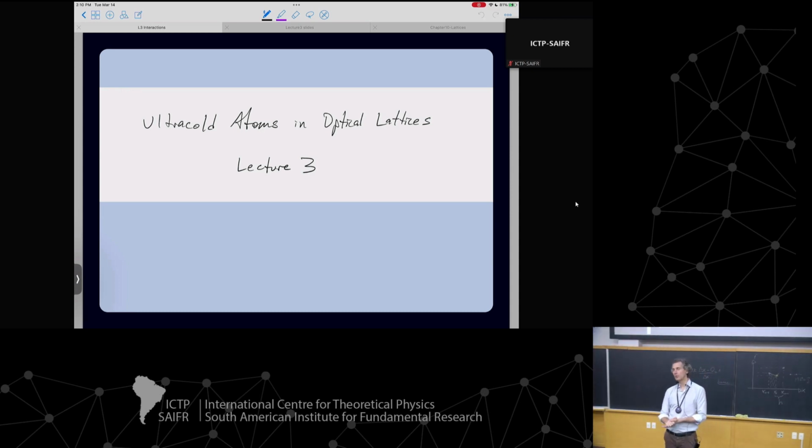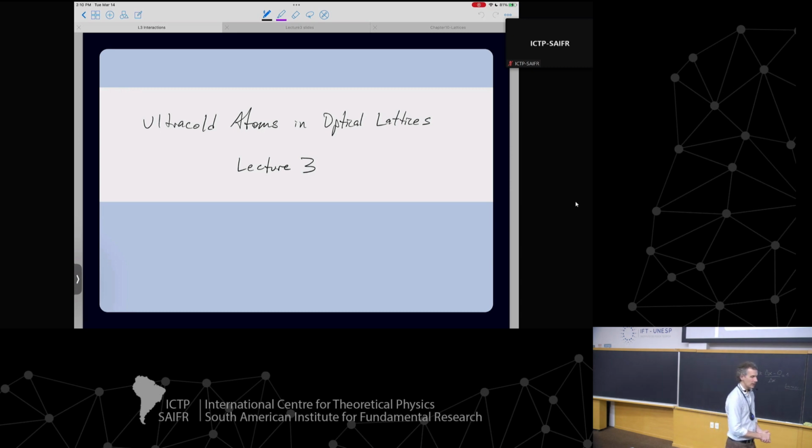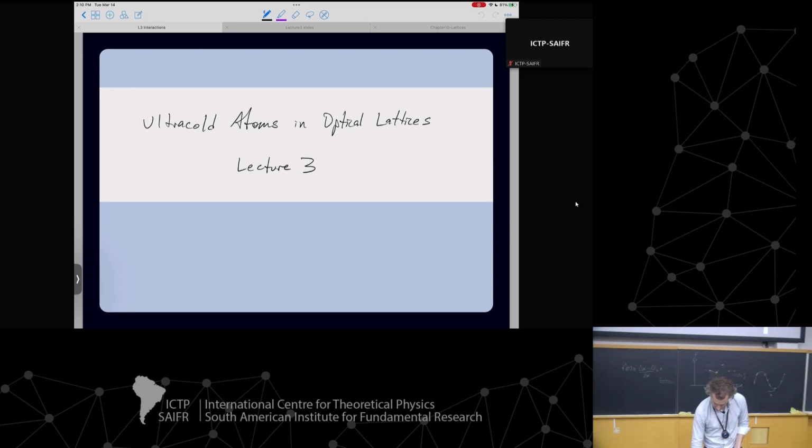We're going to review a little bit, talk about models for interaction, and I'll try to bring this back to scattering of Bloch waves, which is a perturbative problem you can understand, and then show you some data from quantum gas microscopes.